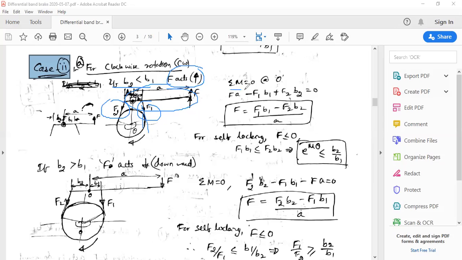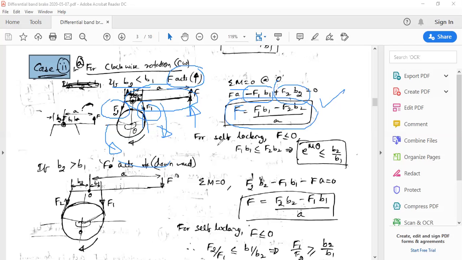So here the summation of moments is taken about the fulcrum point and equated to 0. The moment given by F into A is anti-clockwise, minus F1 into B1, which gives the clockwise moment. Then F2 B2 is again anti-clockwise moment, with the positive sign, equal to 0. So F is equal to F1 B1 minus F2 B2 divided by A. This is the expression that is formulated.